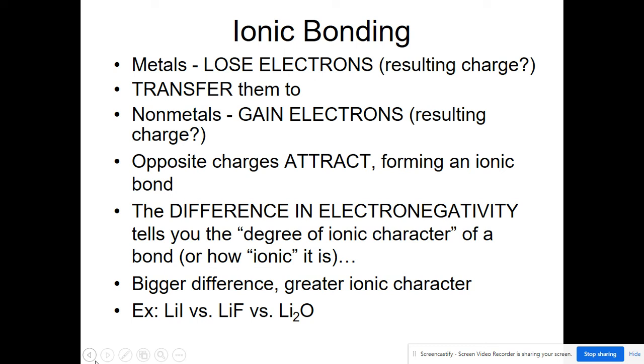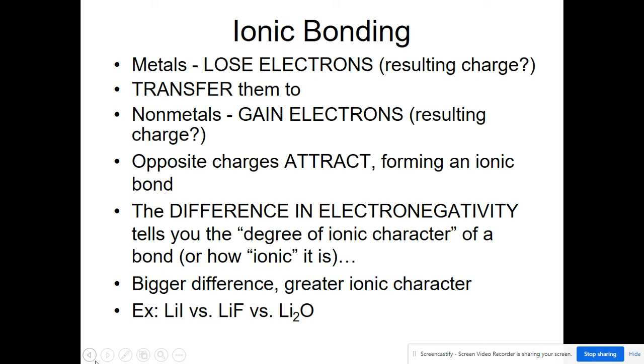So we can actually determine how ionic a particular bond would be by looking at how large the difference in electronegativity would be. The larger the difference in electronegativity, the greater the ionic character of that bond. So if we look at these three compounds here, we have lithium iodide, lithium fluoride, and lithium oxide. We can figure out which one has the greatest ionic character by looking at which one would have the greatest difference in electronegativity.